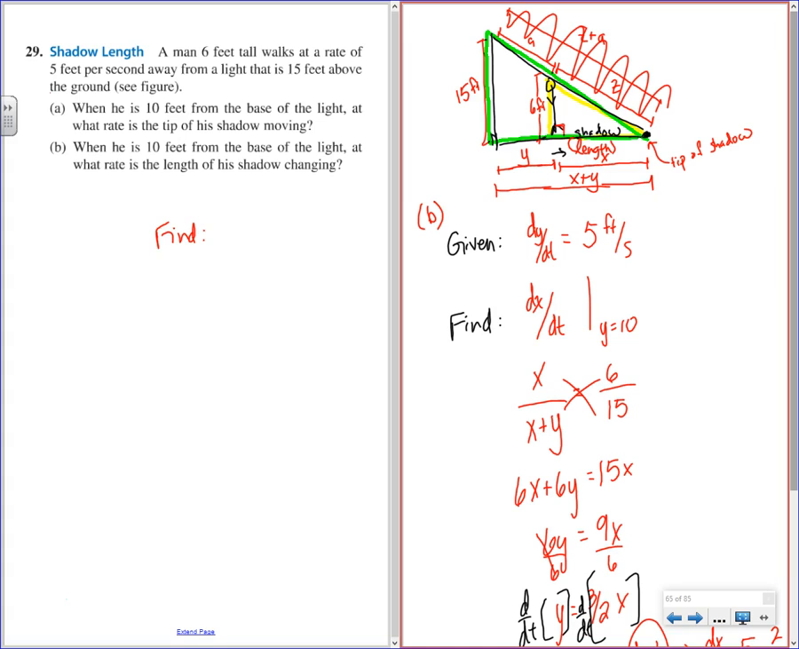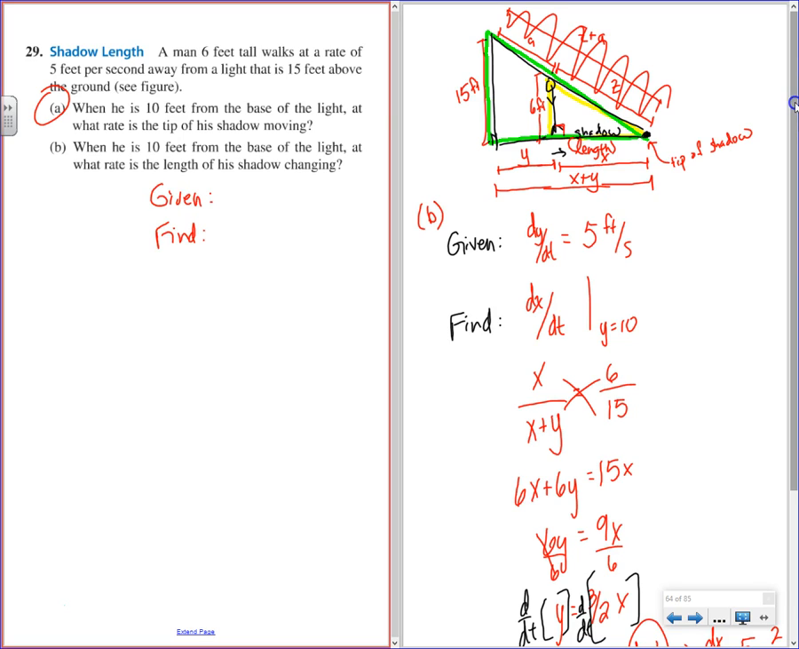For A, what would change? We have the same given, right? I would just redraw the picture a little bit. I would still have your 6 and your 15. I would still have your x. That would mean this y. So you're trying to find dy dt.